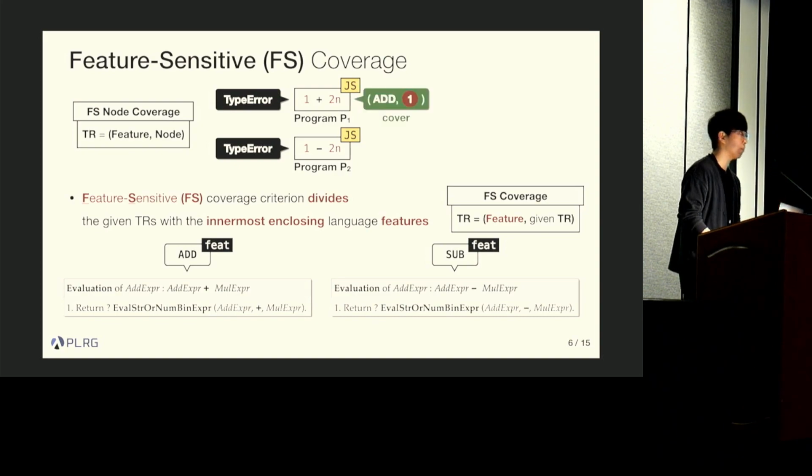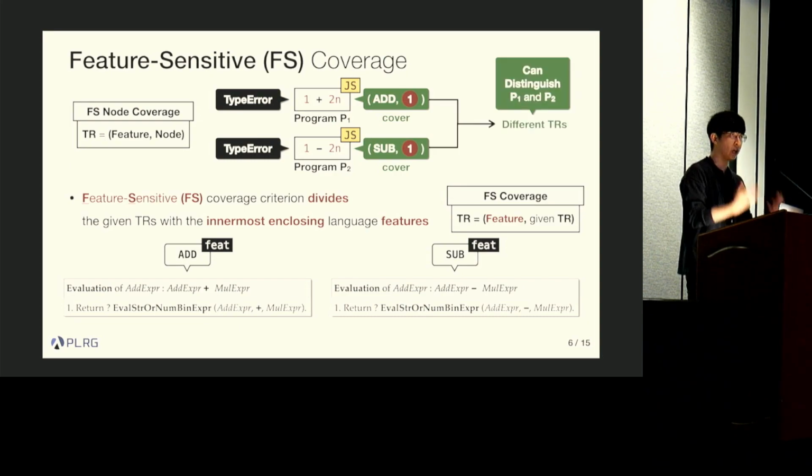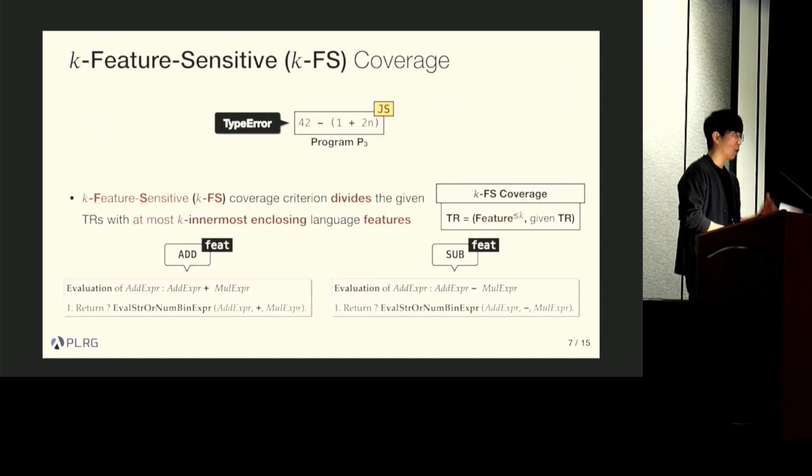Now the program P1 covers add 1 because it covers node 1, and at this point, the innermost enclosing feature is add. Similarly, the program P2 covers the sub 1, but it is different from add 1. It means that now we can successfully distinguish the programs P1 and P2 with feature-sensitive coverage criteria. And also we can apply k-limiting approach to this, for example, like this.